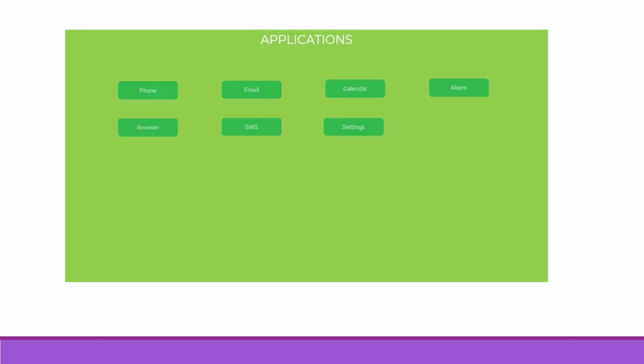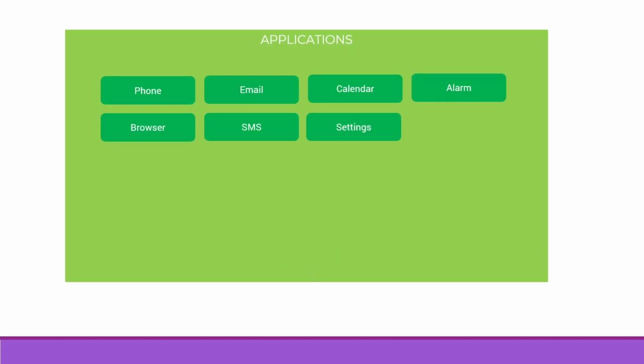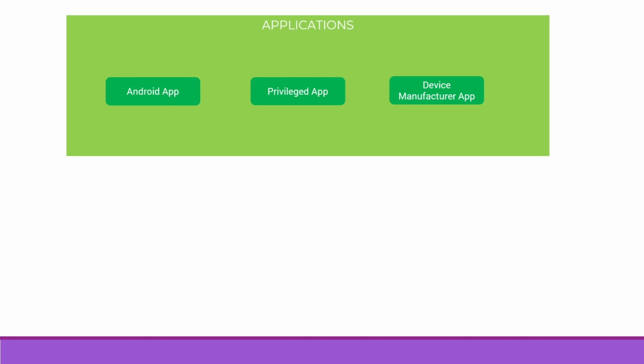Application layer. This layer is the topmost layer of the Android architecture. It is where users directly interact with the interface. Here you can find apps like phone, email, calendar, alarm, browser, SMS, settings, and more. In the application layer, the apps can be further categorized into three parts: Android app, privileged app, device manufacturer app. An Android app is created using the Android API and is available on platforms like Google Play Store for download. These are created by developers like us and are commonly used by Android device users to enhance their mobile experience.